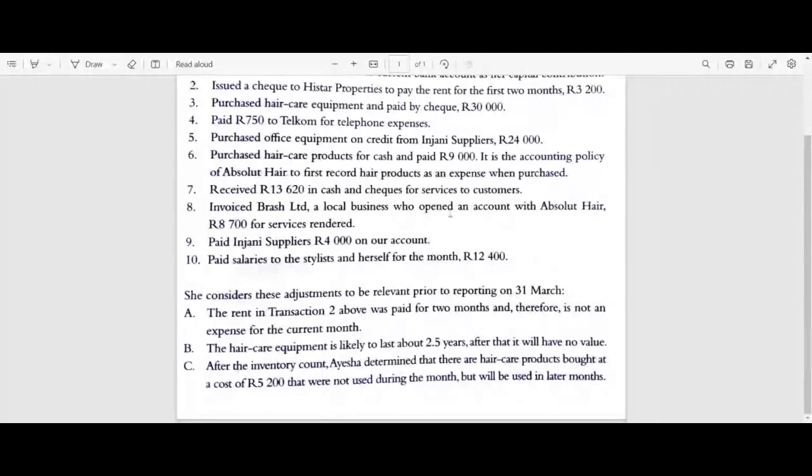So in other words, Absolute Hair, our business, is providing them with credit facilities, right? So they only have to pay at the end of the next month, for instance, depending on how long we give them credit for. It might even only be at the end of the following month. The fact remains, we invoiced them for 8,700 rands for services rendered. Now, let's just ask the question first. At this stage, is our bank account involved? Yes or no?